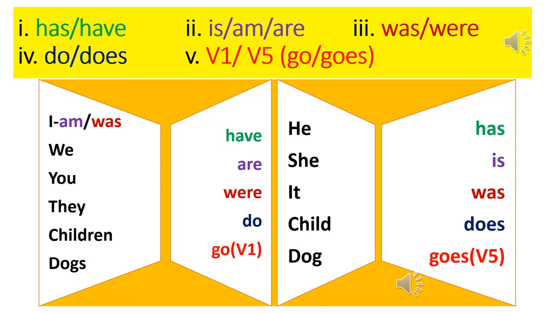Everybody, go and goes! 1, 2, 3, go. I go, we go, you go, they go, children go, dogs go. He goes, she goes, it goes, child goes, and dog goes.